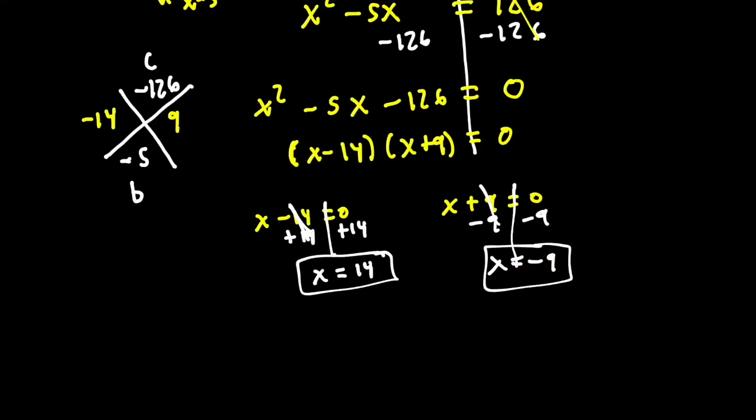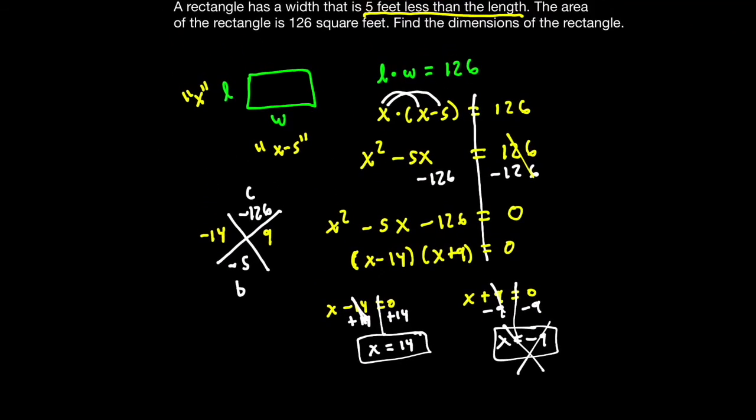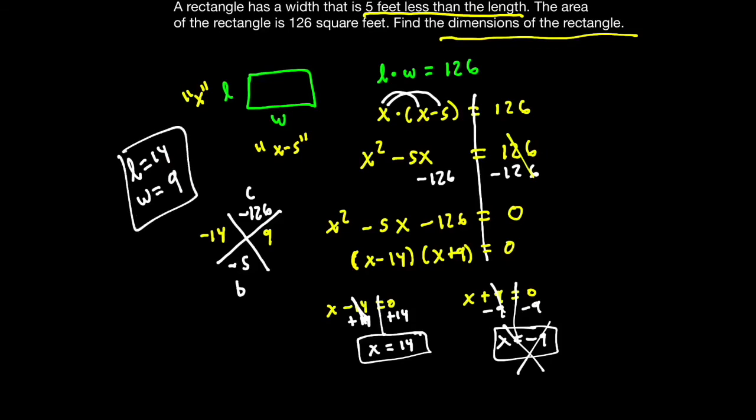But since area is positive, I'm going to disregard the negative solution. And here we are trying to find the dimensions of the rectangle. And remember that the length, that was the value of x, so that's 14. So the length is 14, and then the width is 5 less than that, x minus 5. So 14 minus 5 is going to give me a 9. And these are the dimensions of the rectangle.